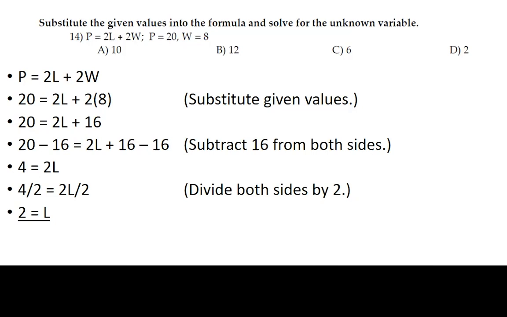We want to get the L by itself, which means we need to get the 2L by itself, which means we need to get rid of plus 16, and we do that with minus 16. Subtract 16 from both sides. The plus 16 minus 16 cancel each other away on the right, leaving us just with 2L. On the left, 20 minus 16 gives us positive 4. We have 4 equals 2L. Divide both sides by 2 to get that L by itself, and we get that L equals positive 2. 4 divided by 2 gives us 2.